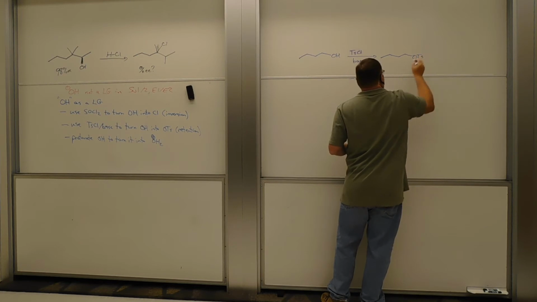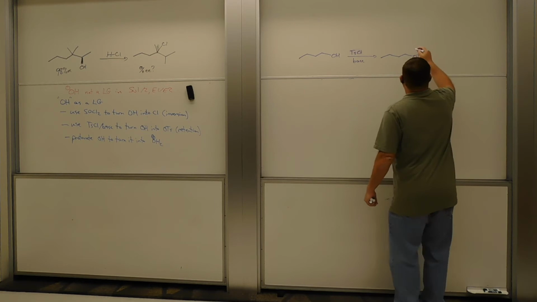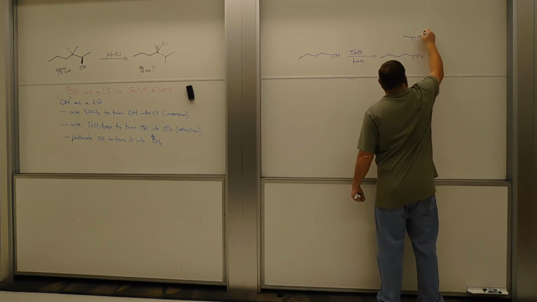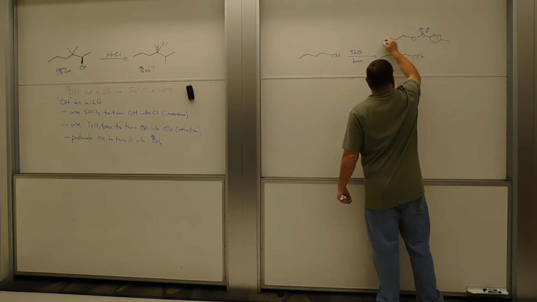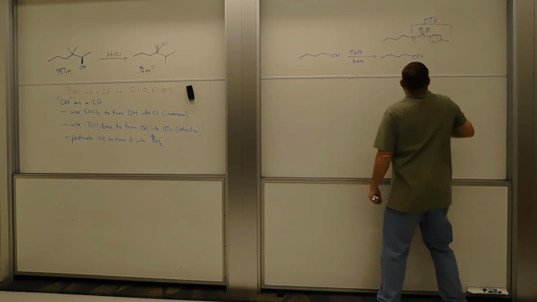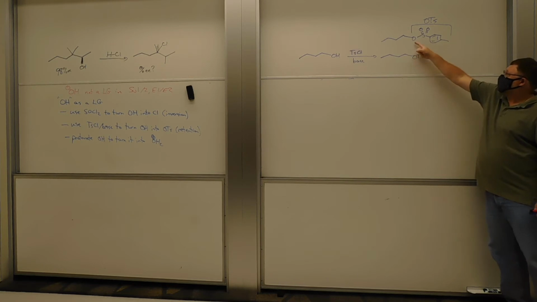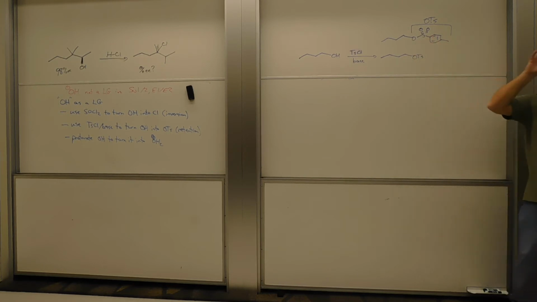Now, isn't that the second option? It is, yeah, thanks. I confused my head. So this OTs looks like this. All right, so you should know what Ts is, capital T, little s. And you should know that if you've got this leaving group, an oxygen bonded to an SO2 and whatever else, that's going to act as a good leaving group.